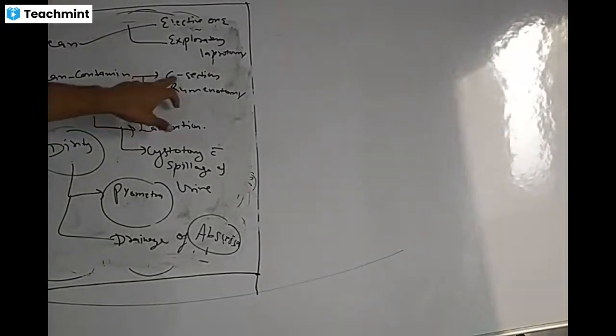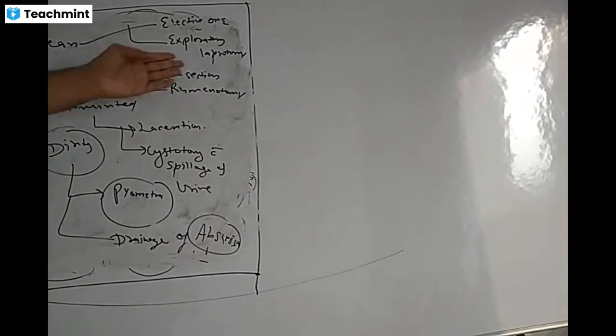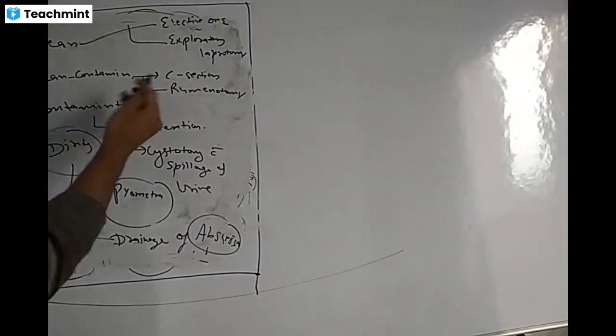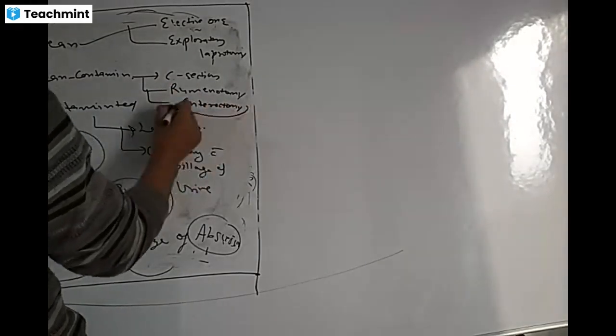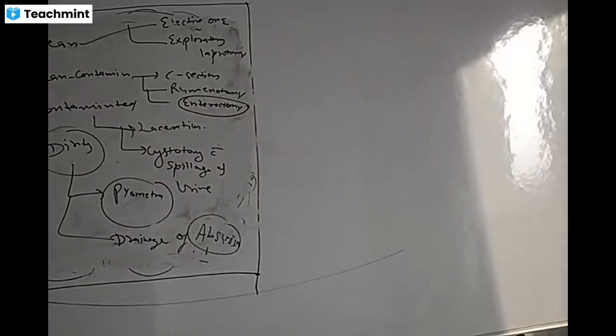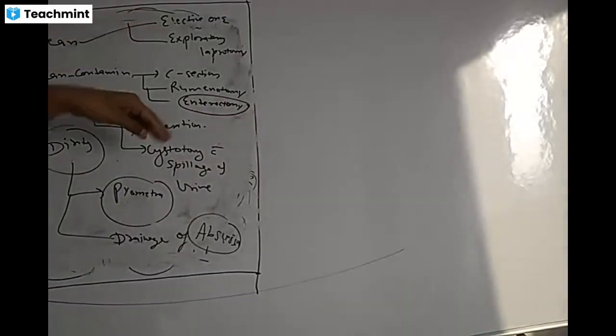So clean contaminated is your C-section, ruminotomy, or, in ICAR they have asked, the example was enterectomy. Means you are cutting a piece of the intestine and the content may go inside. If you are removing these pieces safely under controlled conditions, then this will be your clean contaminated. If there is a break in the aseptic technique, then this surgery will become contaminated. So clean may become contaminated.